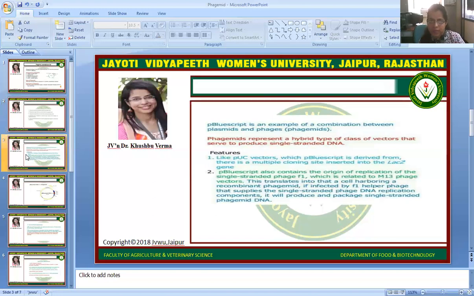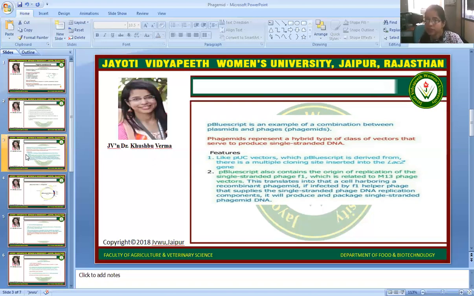pBluescript plasmid is an example of a combination between plasmid and phages, which is known as phasmid. Phasmids represent a hybrid class of vectors that serves to produce single-stranded DNA.